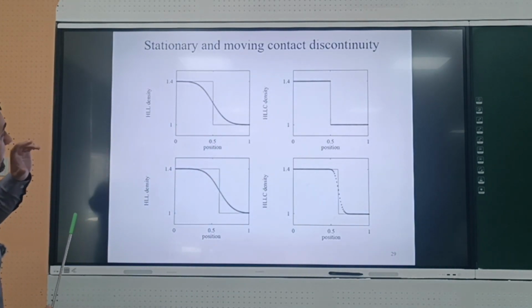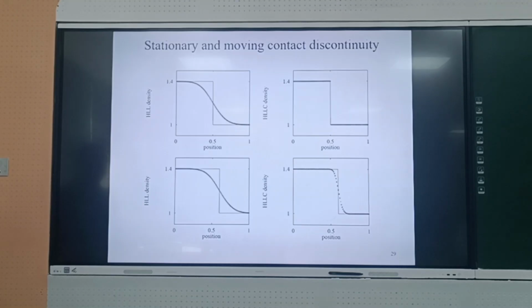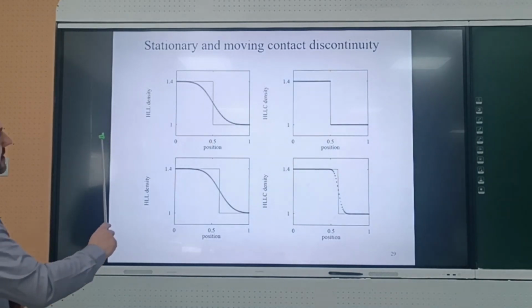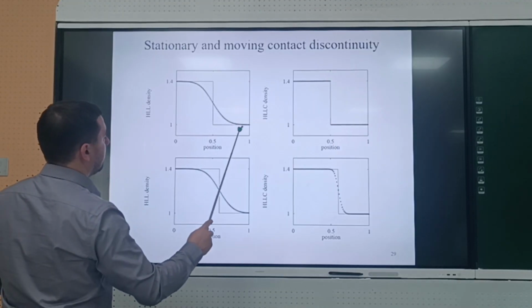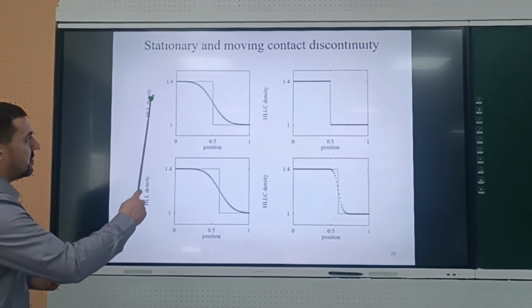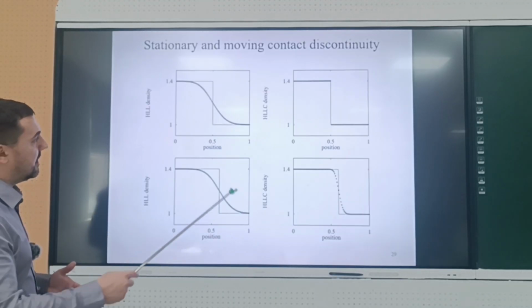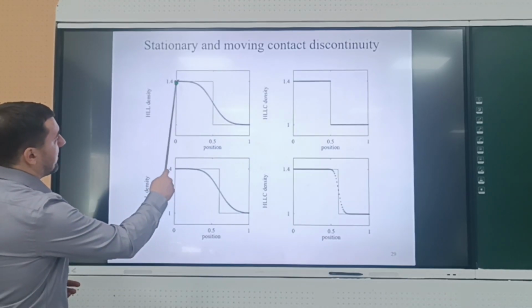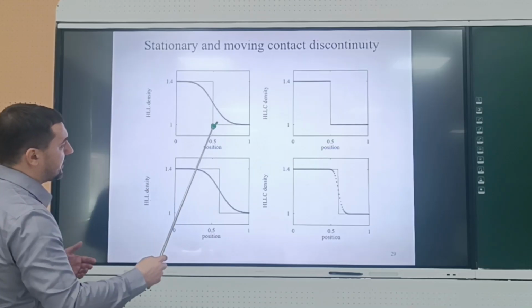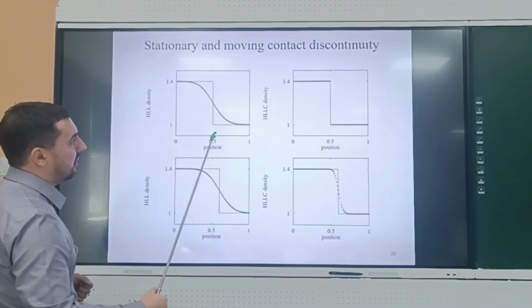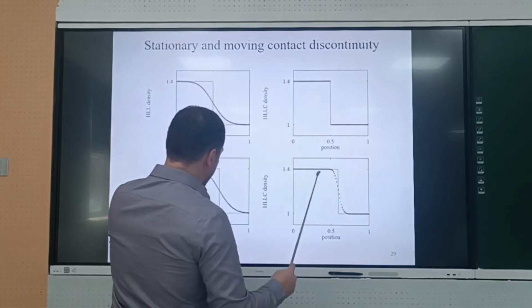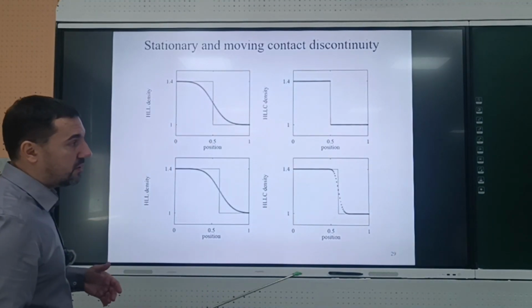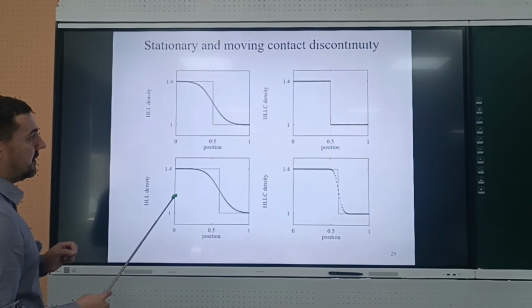And this is the 6th and 7th test case from the table I've shown to you. This is the stationary contact discontinuity. It means that you have this contact discontinuity, and the exact solution is that it should be at the same position in time. And the HLL method smears this contact discontinuity. So in time it becomes more and more smeared. And the HLLC just keeps it very sharp. Not very sharp, but ideally sharp. It does not smear the stationary contact discontinuity at all.